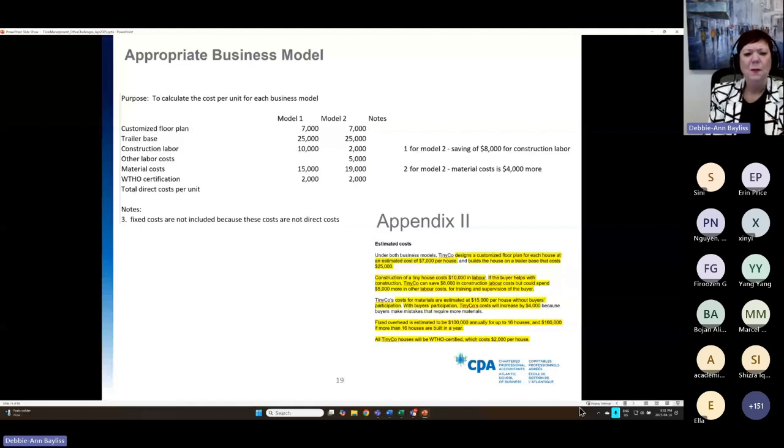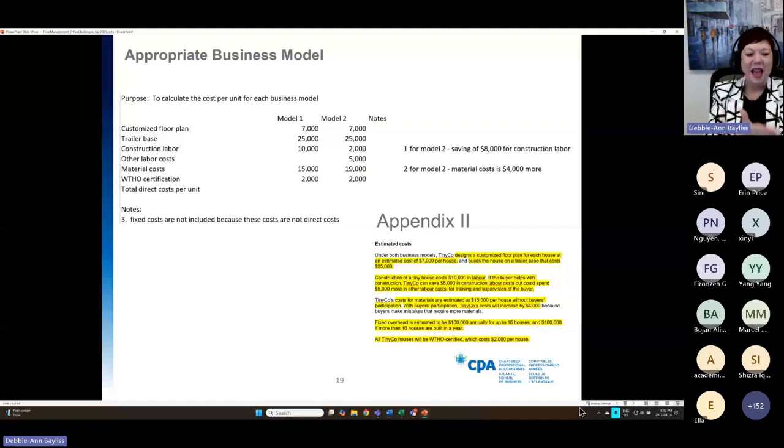So construction labor, it's 10,000 for model 1. But for model 2, it's 2,000. I need to explain how did I arrive at 2,000, okay? Same thing applies when it comes to material costs. What's interesting about this, and you kind of laugh, is if the builder, the person who's buying the home, participates, it costs them less in the construction labor, but it costs them much more in the material because they tend to make mistakes.